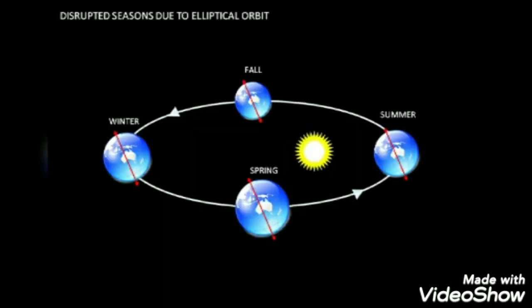We know that our Earth revolves around the Sun, and because of this, there are different weathers: summer, winter, autumn, and spring. You can see in this picture, the Earth revolves around the Sun in an elliptical orbit. Because of this, we have different seasons. The path of Earth around the Sun is not circular, but elliptical.